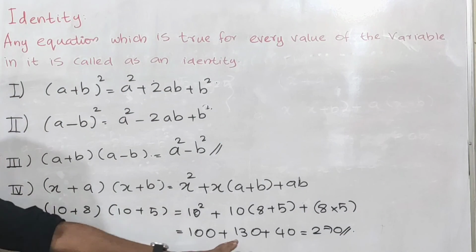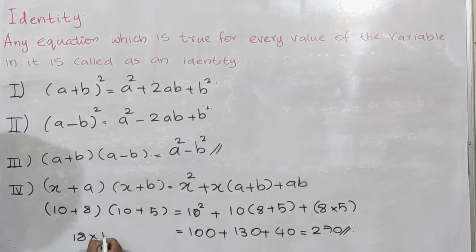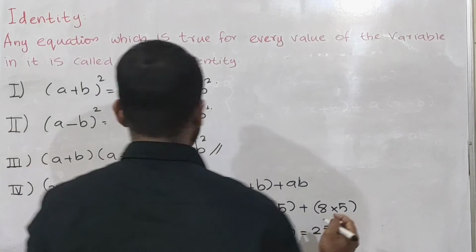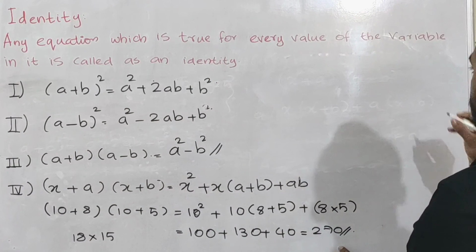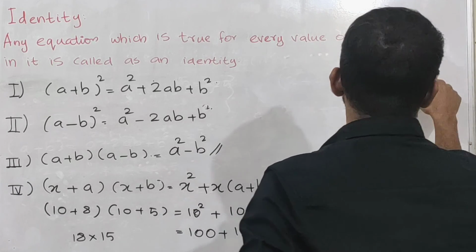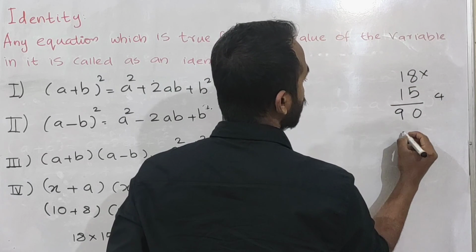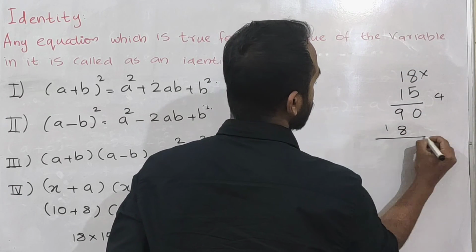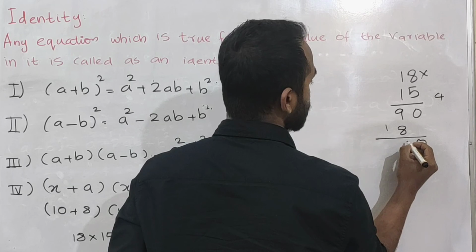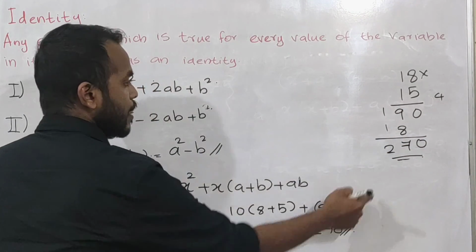Now to check whether this identity is correct, just go for this one. What is this? 10 plus 8, it is 18 into, what is 10 plus 5? 15. Let's see whether the product of these two numbers is 270. 18 into 15. 5 into 8 is 40, remainder 4. This will be 90. Then 8 into 1 is 8. 1 into 1 is 1. So this is 0. 8 plus 9 is 70. Remainder 1. So 270. See?